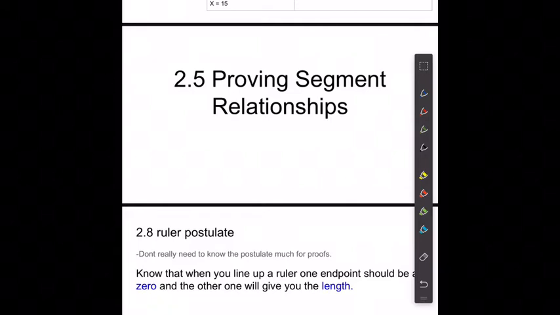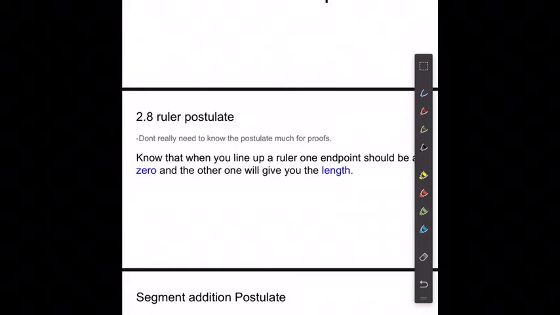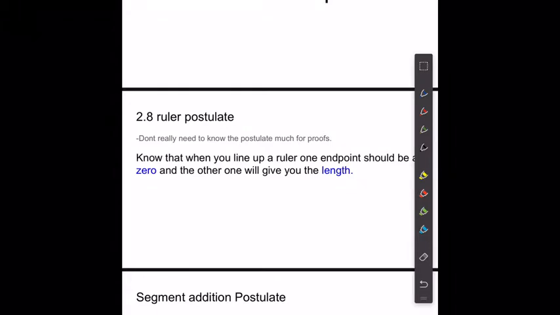Like this first one, 2.8 that you see here. This one's actually not used that much for proofs. It's just an important idea, like if you were to actually try to prove something with somebody. But the ruler postulate just says, basically, know that when you line up a ruler, one endpoint should be at 0 and the other one will give you the length.